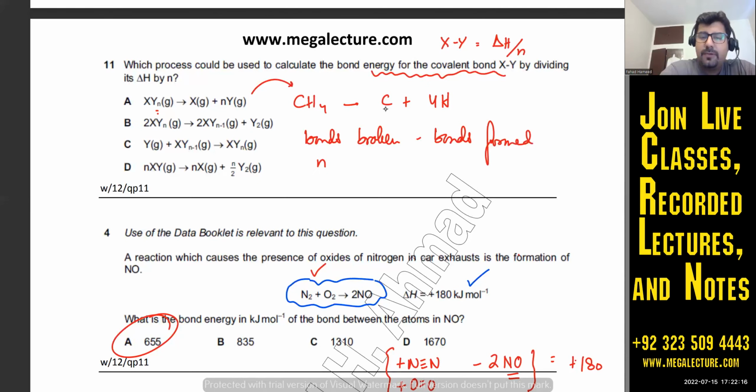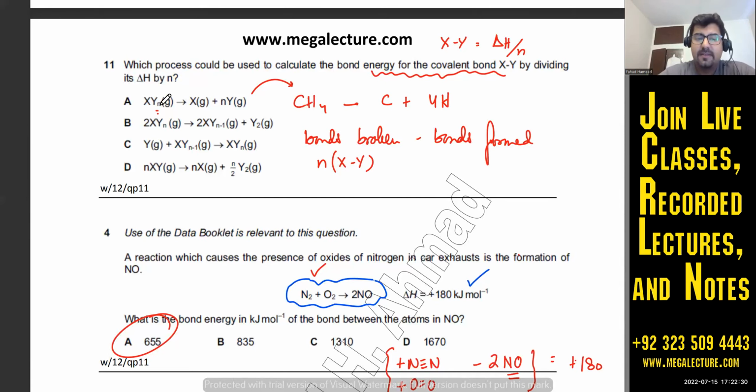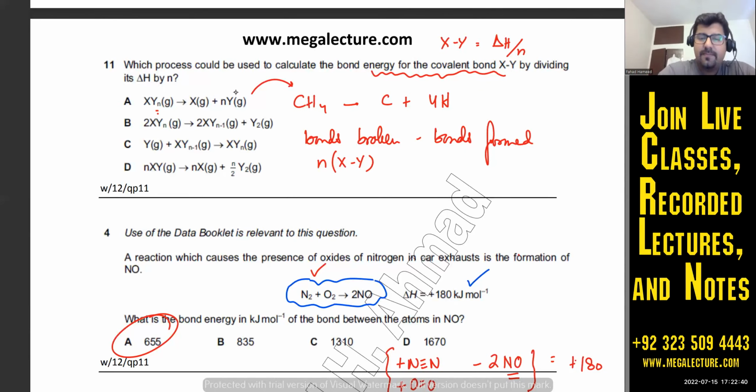So N bonds of XY are being broken. If you have CH4, there would be 4 C-H bonds being broken, right? If you have XY subscript N, that's N bonds of XY being broken. Is this clear? Yes, sir. And formed is 0, right?